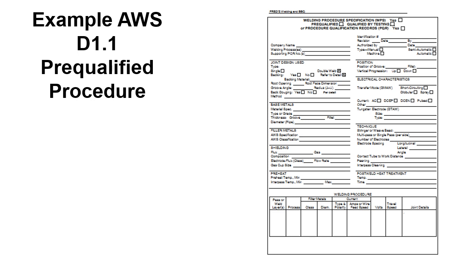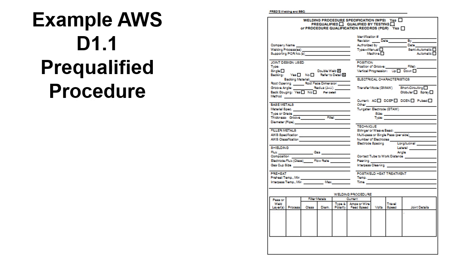This can be a procedure qualification record, and you check the procedure qualification record up top. Or it can be a WPS, and in that case you check whether it's pre-qualified or qualified by testing. But here is an example of a pre-qualified procedure, so we don't need to do testing. We're just going to go through AWS D1.1, the pre-qualified section, which is clause 3.